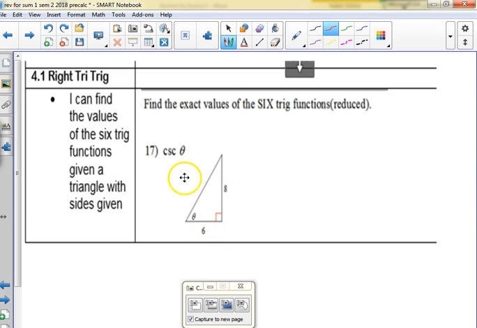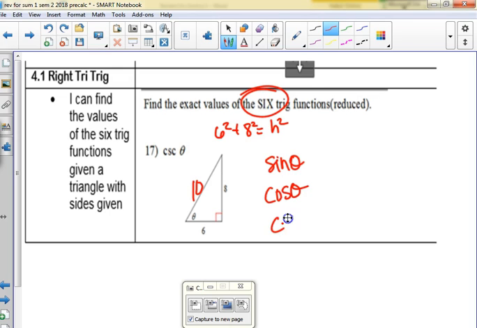We have a 6 and an 8 hypotenuse. 6 squared plus 8 squared equals hypotenuse squared, and we get 10. Okay, it says up here to find all 6. The quiz asks for 1 or 2 specific ones. It doesn't ask for all 6. I'm just telling you now. Let's go through this 6 really fast or not? Do you not need me to?